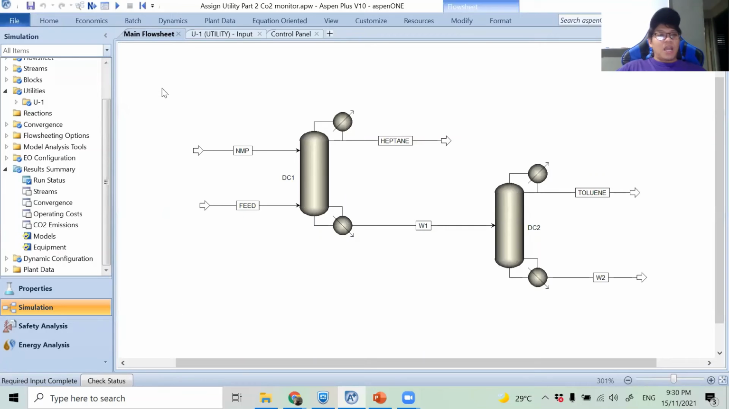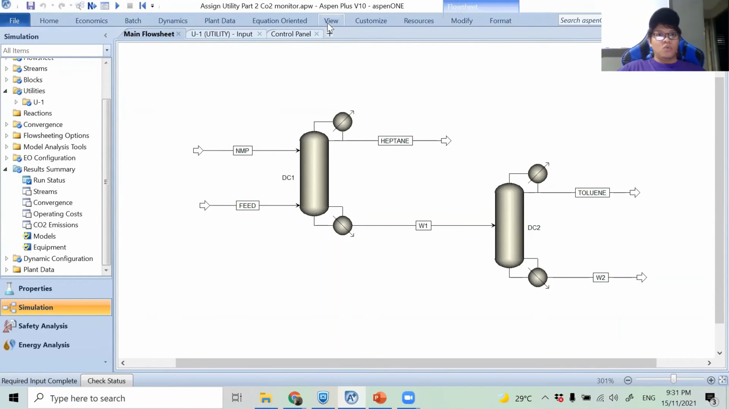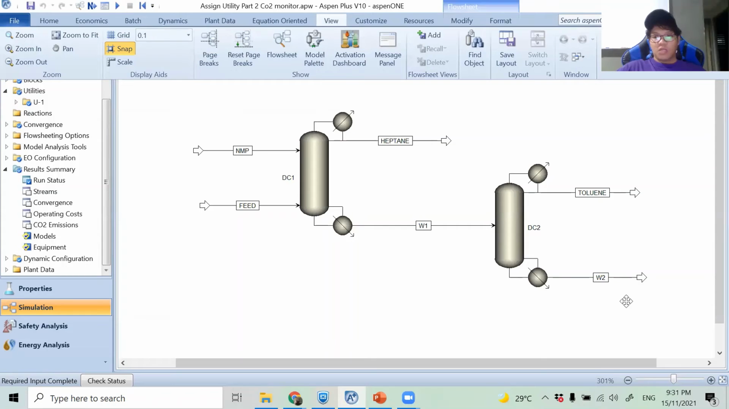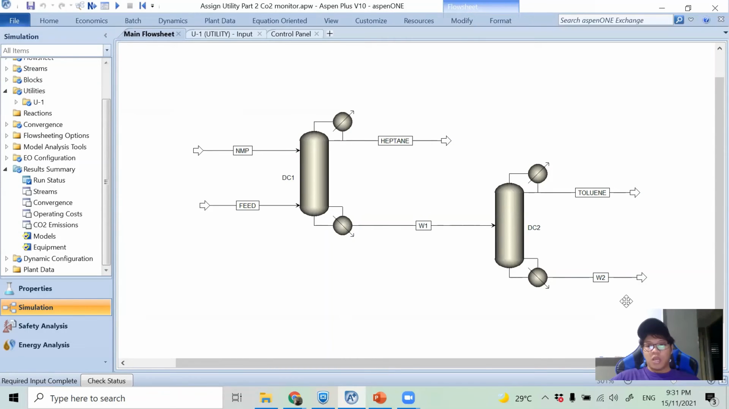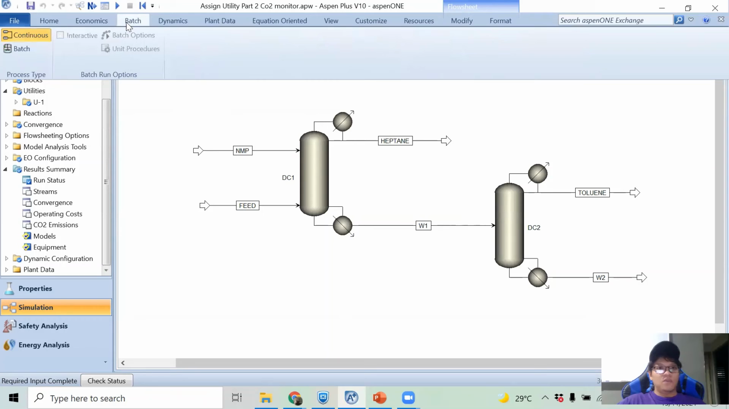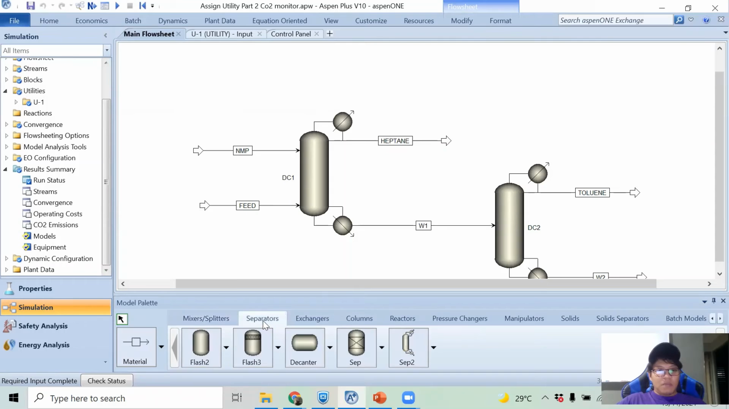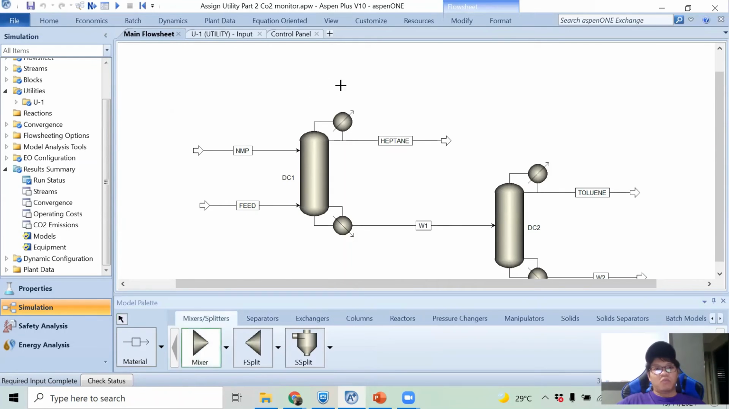Okay, let's say for example, I have another process. Let's see, view. What happened to my videos? I don't know why. Maybe I put it here. I go to view. Yes, view, model palette. I choose, let's say, this is a hypothetical process. I have a mixer here. Okay, maybe I put something here, and then I put something here.